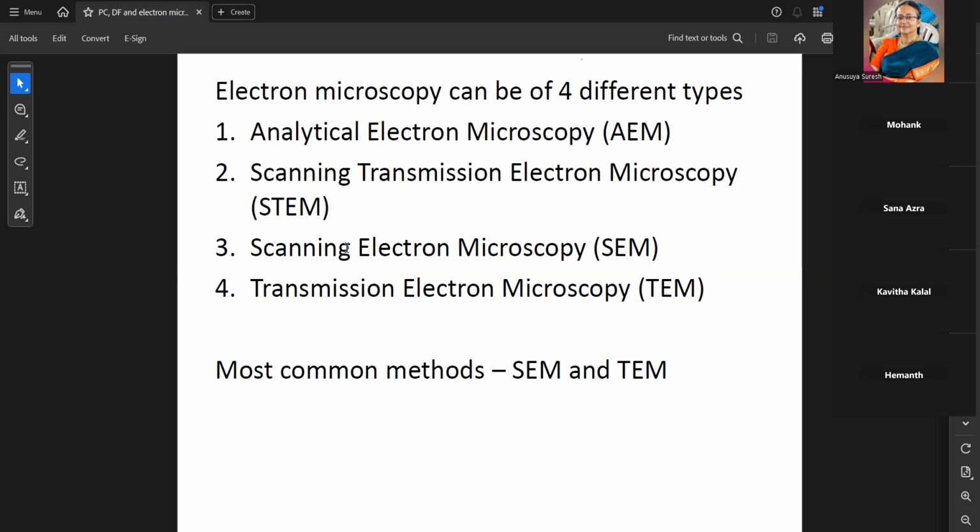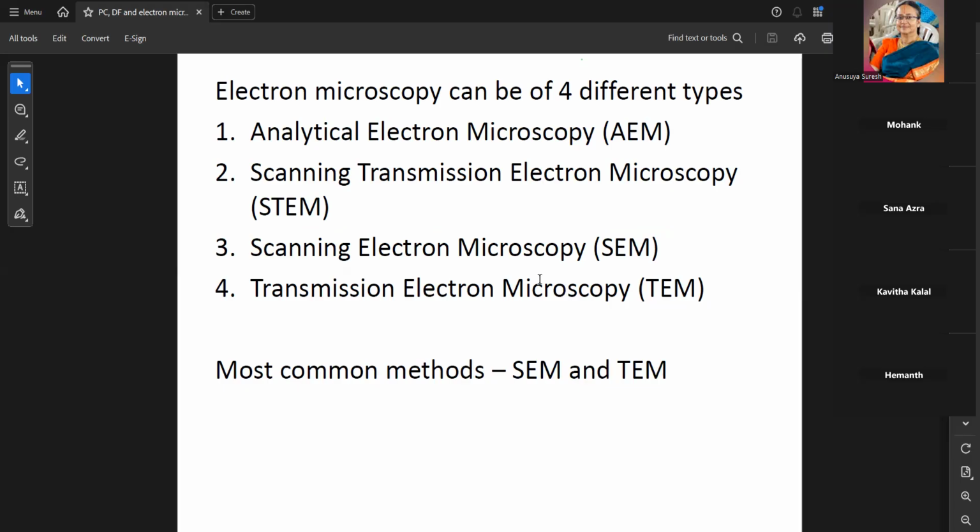These 2 methods, the third and fourth, SEM and TEM, are the most common methods used in pharmacy and in microbiology related to the pharmacy field. Even in subjects like pharmaceutics, there is a lot of research work going on regarding nanoparticles. Nanoparticles are very tiny particles with a size in the nanometer range, and to study them also, they make use of SEM and TEM techniques.